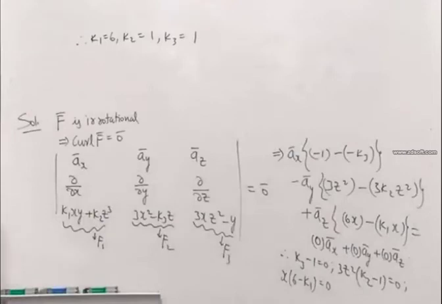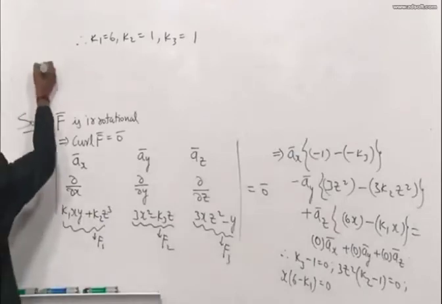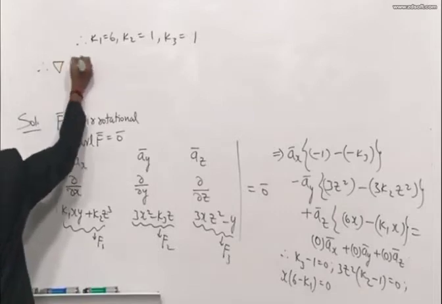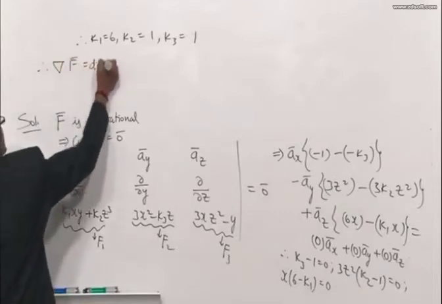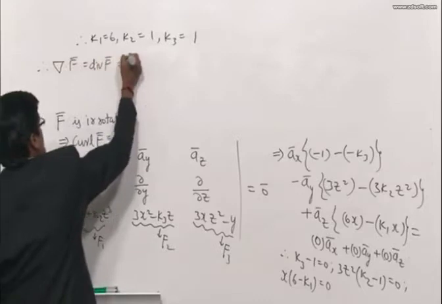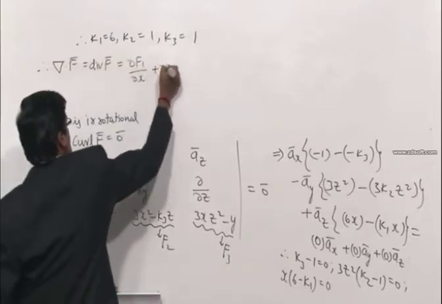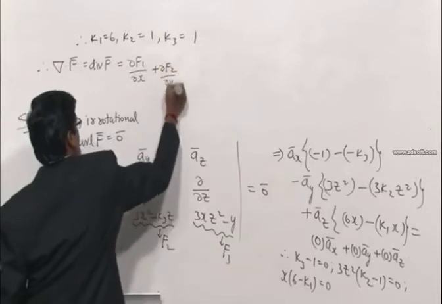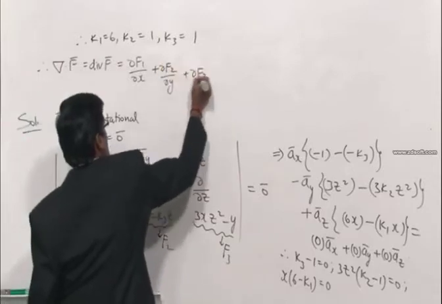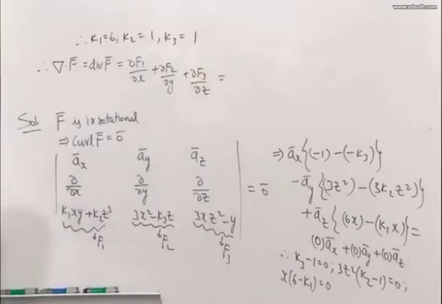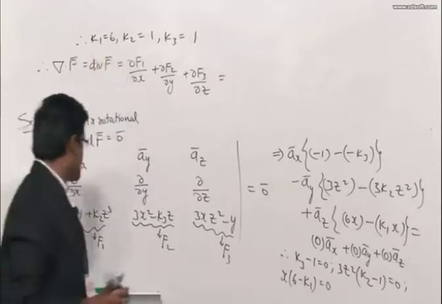So therefore del dot f bar, that is divergence f bar. What notation did I give? Del f1 by del x plus del f2 by del y plus del f3 by del z is equal to, for these three quantities, the sum of the partial derivatives after substituting k1, k2, k3.